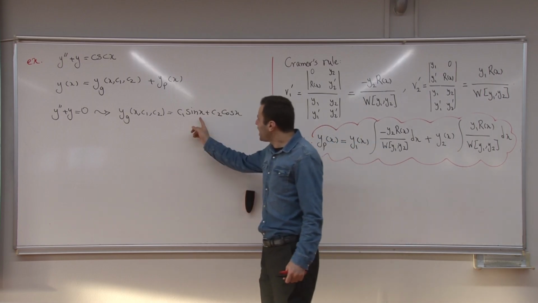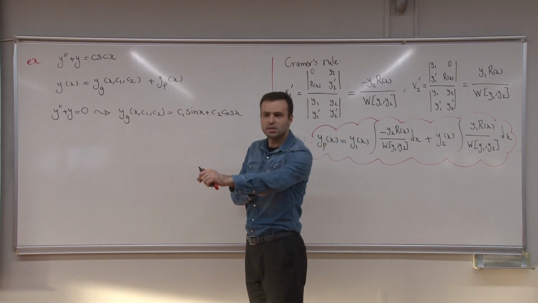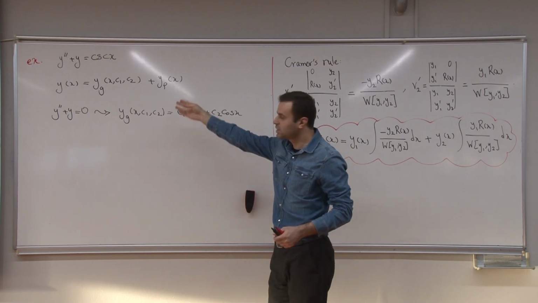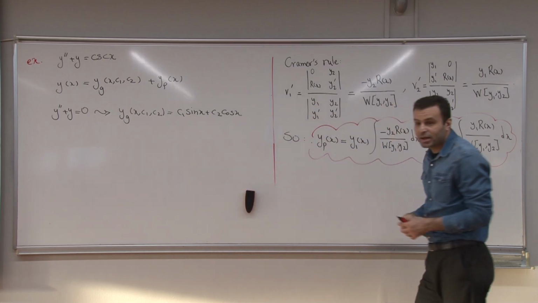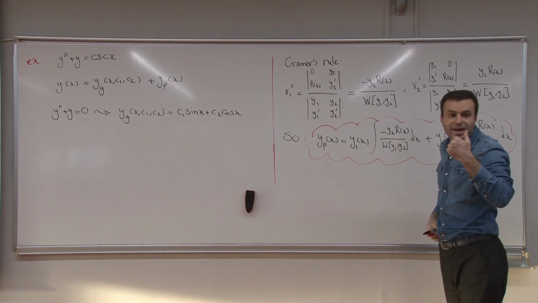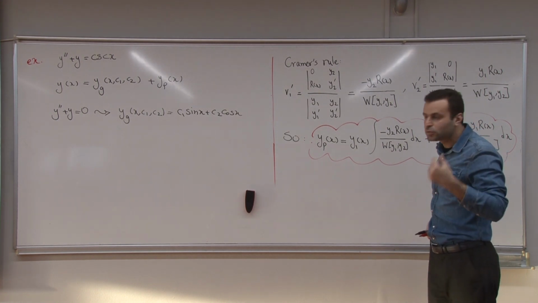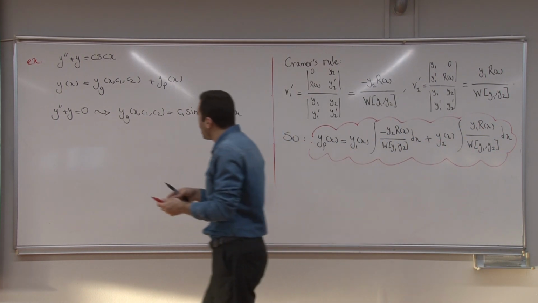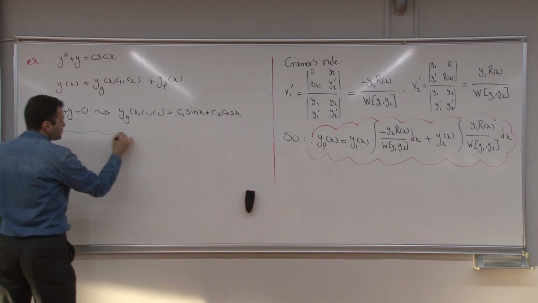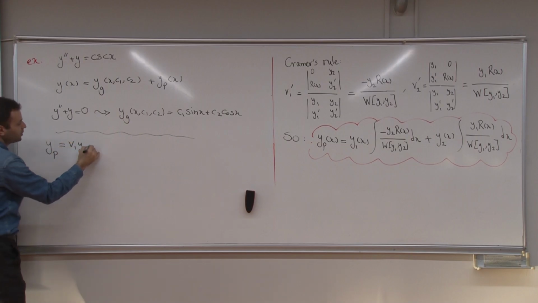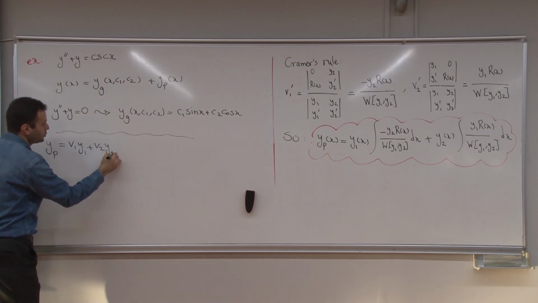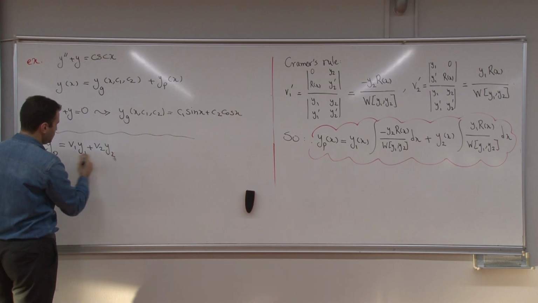But, do I have two independent solutions here for the homogeneous equation? Yes, I have it. Which means that I can use the method of variation of parameters to find the particular solution. How can I do it? We assume that our particular solution is going to be v1 times y1 plus v2 times y2, right? This is our case.